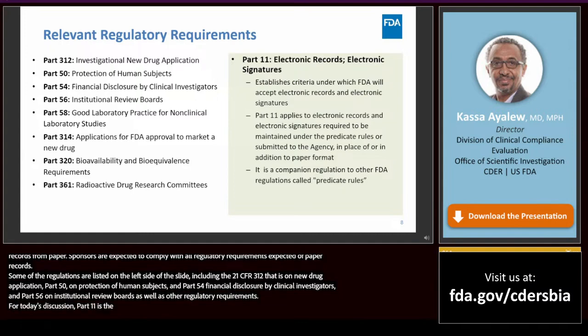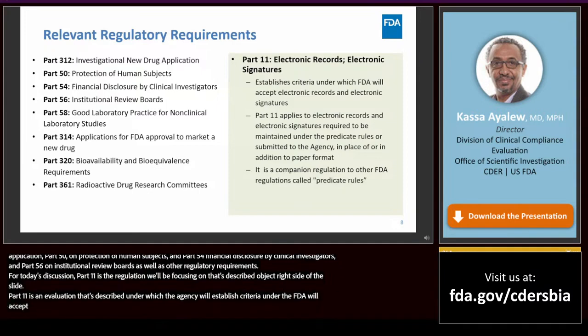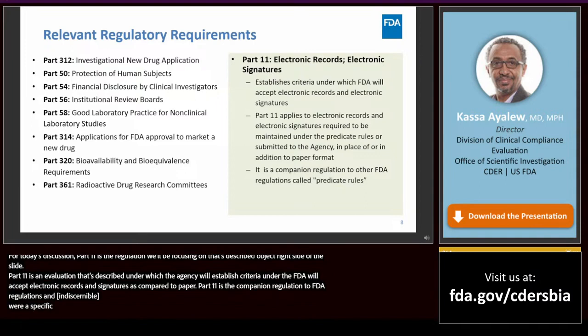Part 11 is the FDA regulation that establishes criteria under which the agency will accept electronic records and electronic signatures as equivalent to paper-based records and handwritten signatures. It is imperative to note that Part 11 is a companion regulation to other FDA regulations and laws called predicate rules, where specific requirements for issues such as record keeping, record content, signatures, and record retentions are addressed.